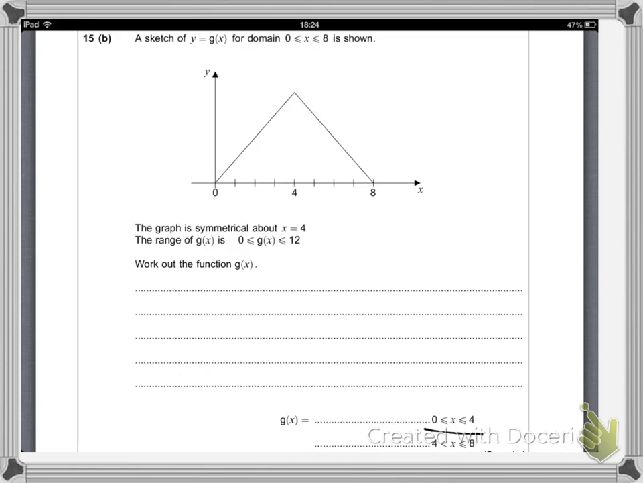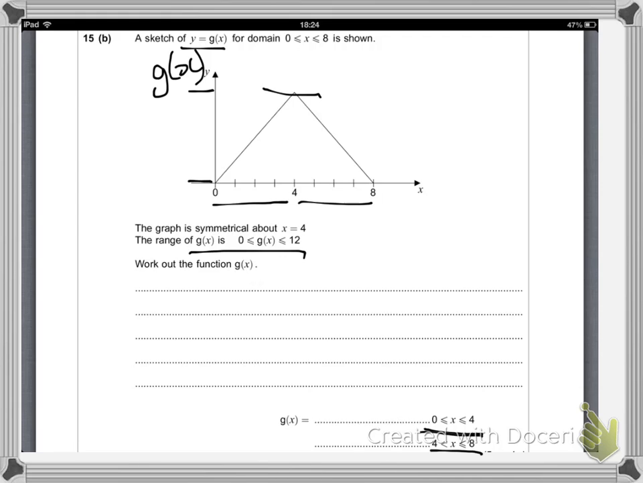Now the second part of the question, you get a graph. You need to work out what the graph looks like in between the two values. So the first one is between 0 and 4, so it wants to know what the graph is between those two values, and the next part is between 4 and 8. It tells you here that y is equal to g of x, so it's talking about the y-axis when it mentions g of x. It's telling you that g of x is between 0 and 12. So the y-axis goes between 0 and 12. So the peak of this triangle goes to 12.